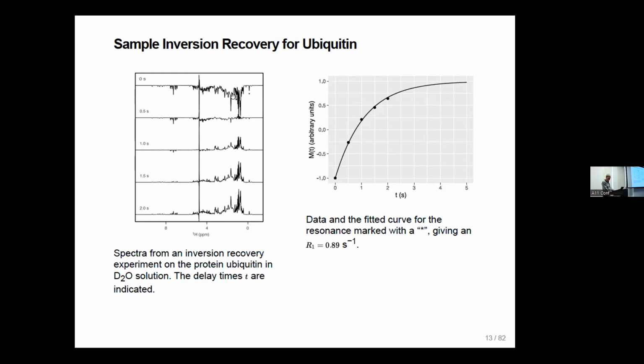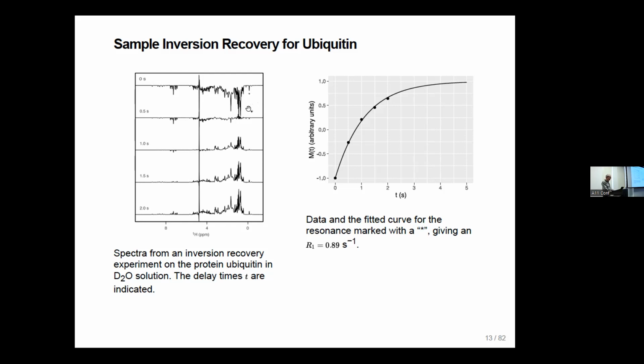At time 0, the magnetization is inverted, so I phase the spectra to be upside down. And then as time goes on, the magnetization gradually comes back to Boltzmann equilibrium, and now it's right side up. You can see, for example, here, the delay of 1 second, the aliphatic spins are right side up, but these aromatic spins are relaxing a little more slowly. They're still upside down.